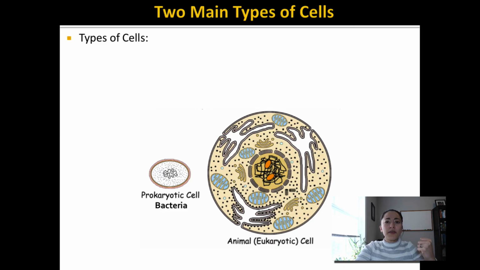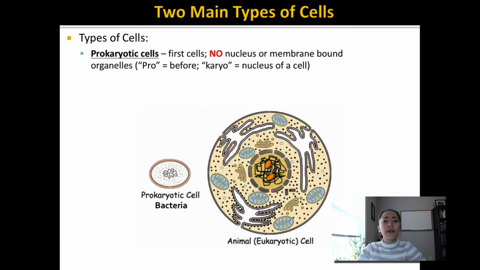So let's talk about the major difference between prokaryotic cells and eukaryotic cells. Prokaryotic cells were the first cells on Earth. They have no nucleus at all. If you look at this picture, typically the nucleus would be a nuclear membrane that surrounds the DNA. In this prokaryotic cell, you can see that the DNA is just floating inside the cell, and there is no membrane surrounding it. Whereas in the eukaryotic cell, you can see a membrane surrounding the DNA right here.